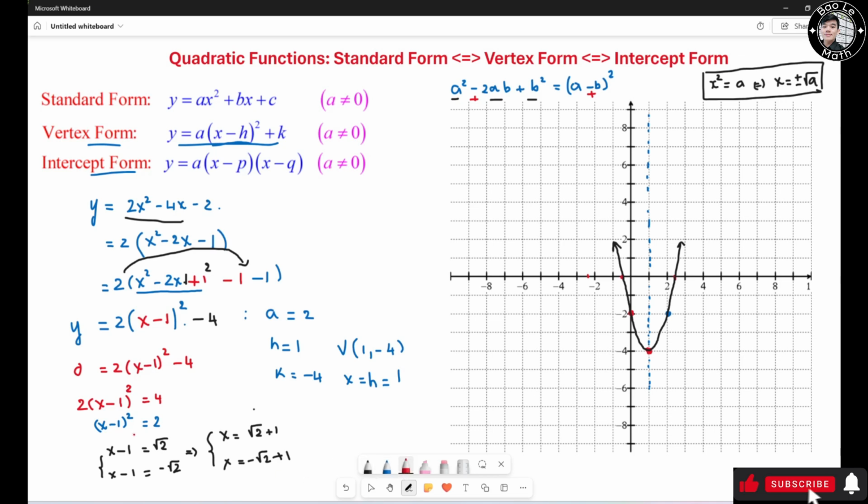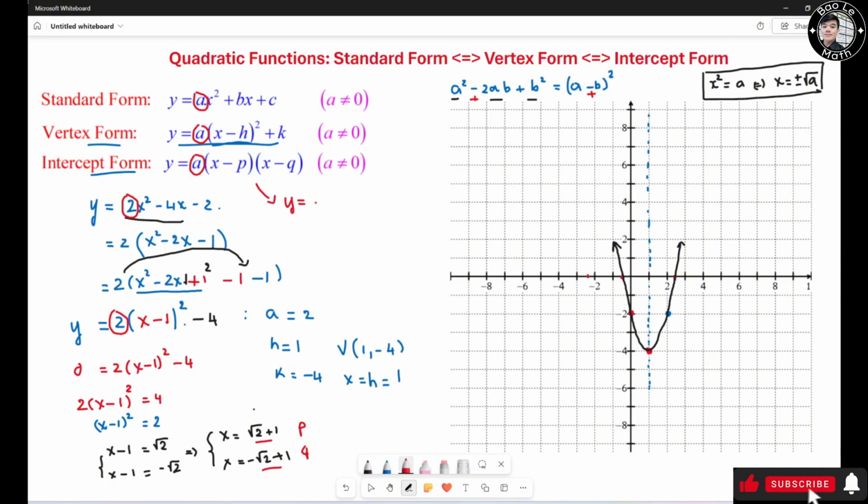Now we need to convert the standard form to the intercept form, right? So after we solve the zeros right here, we use the zeros for the intercept form. Now we see that the intercept form is going to be a times s minus p times s minus q, right? So this is my p and this is my q, right? a equals 2 right here. It's never changed, right? This is the value of a from the standard form, the same as the value of a from the vertex form, and the same as the value of a in the intercept form. So keep in mind, this value of a never changes for the three forms, right?